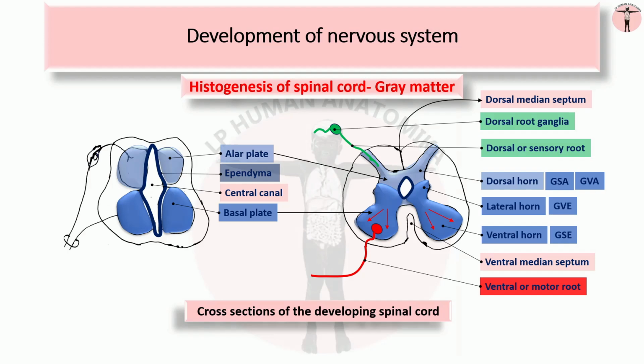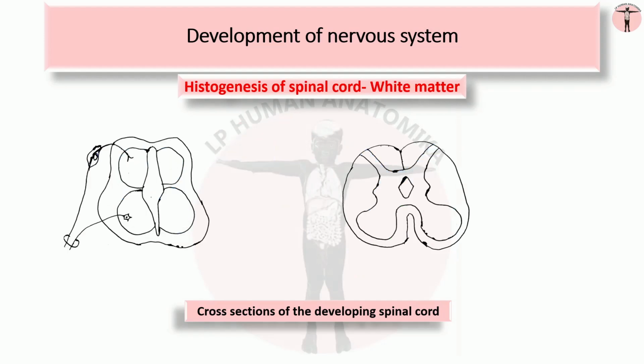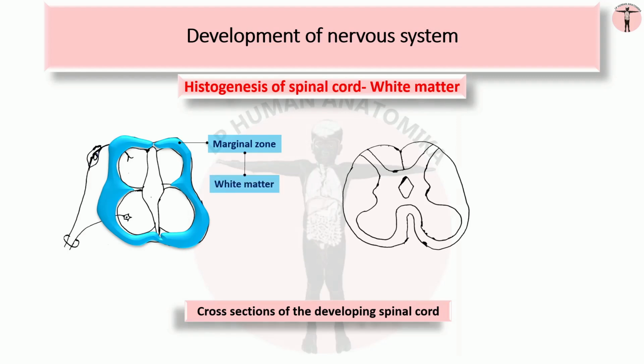As discussed, the roof plate is the non-neural roof of the central canal which connects the two alar plates, and the floor plate is the non-neural floor of the central canal which connects the two basal plates. The floor plate contains the ventral white commissure. The outermost layer, the marginal zone, consists of axons arising from the neurons present in the mantle zone, and forms the white matter of the spinal cord.